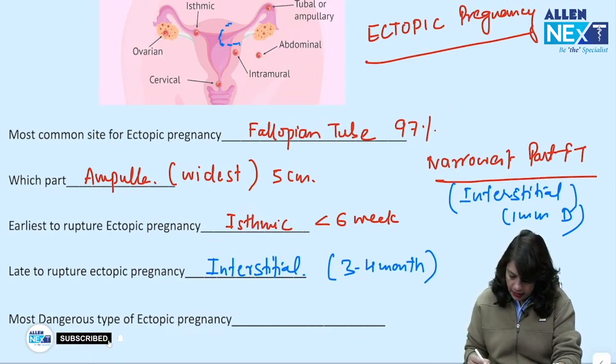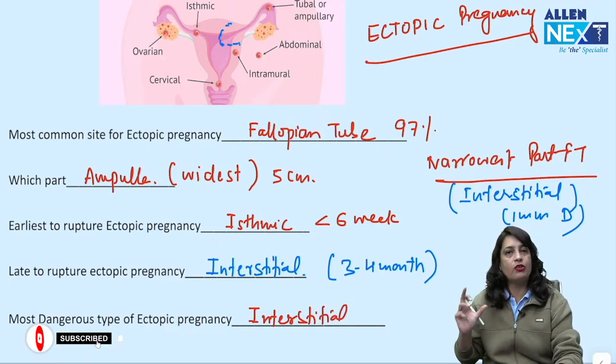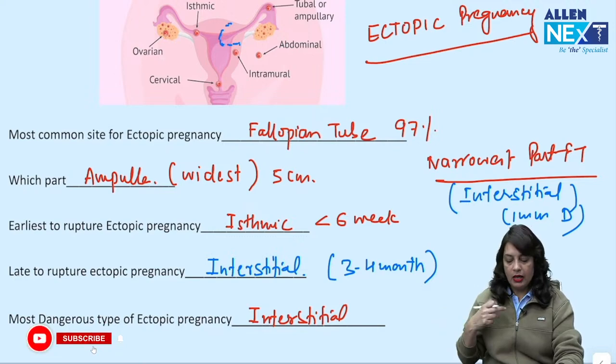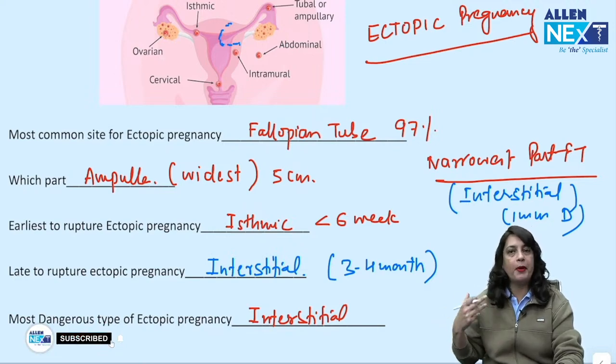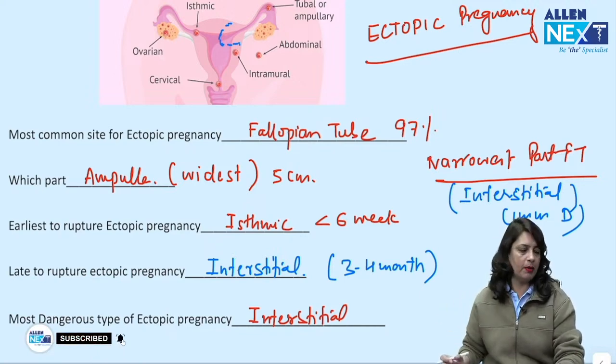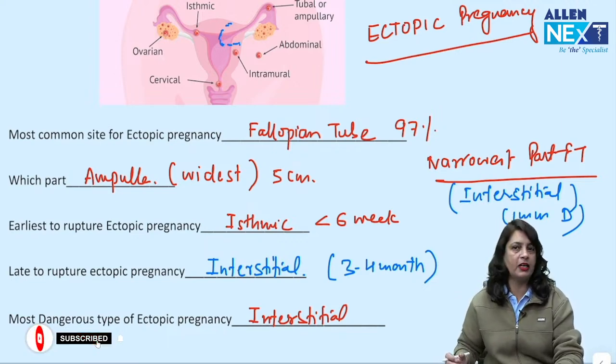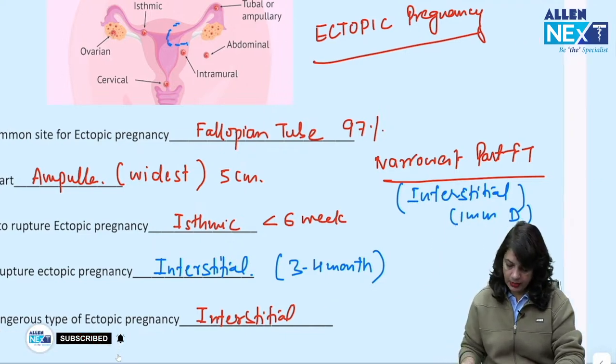So it is very correct answer. The dangerous ectopic pregnancy is interstitial ectopic pregnancy, because you know, this is a very vascular part of the female genital tract, and if this type of ectopic pregnancy ruptures, it may land up in hemoperitoneum, and at times we might have to take up the patient for hysterectomy if hemostasis has not been achieved by conservative steps.